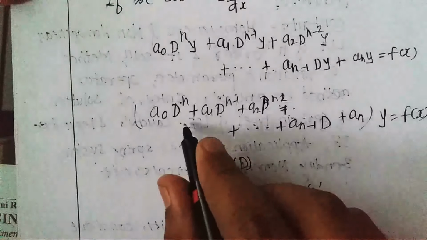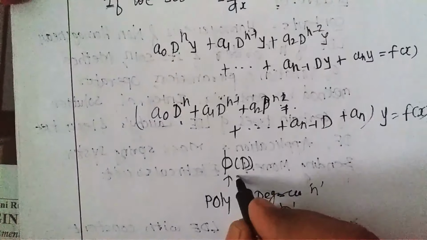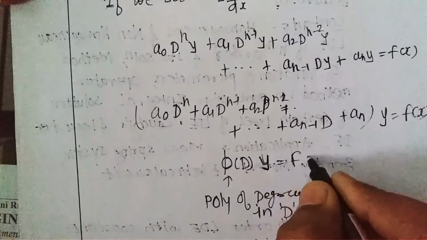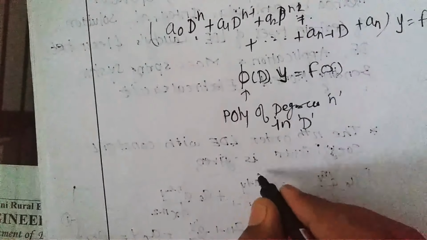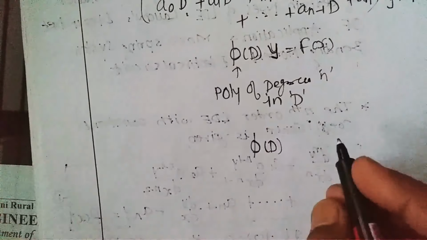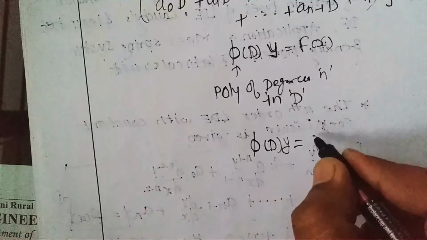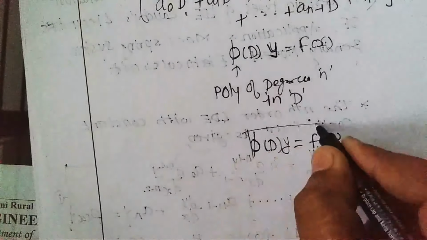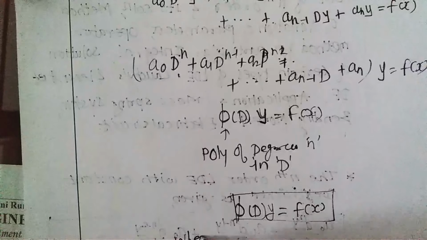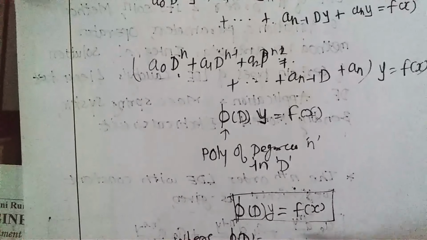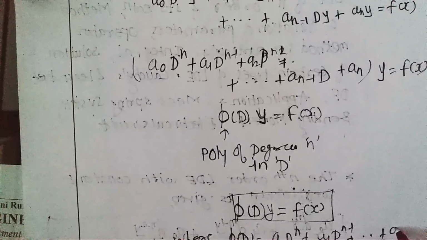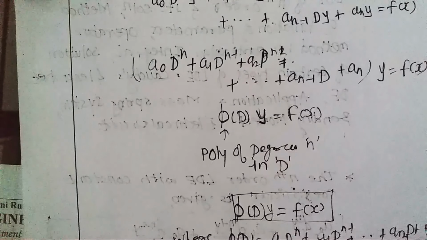If we replace this entire bracket by the small notation phi of D, your differential equation becomes phi of D y equals f of x, and this is the compact form of a linear differential equation of order n with constant coefficients. Here phi of D is a polynomial a0 D raised to n, a1 D raised to n minus 1, dot dot dot a(n-1) D and an.